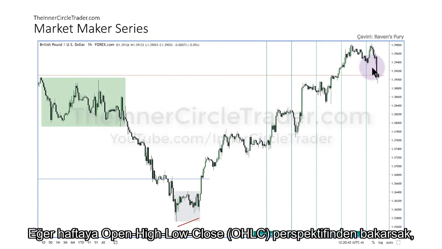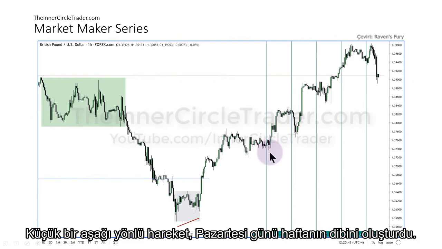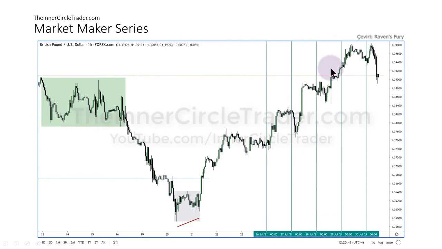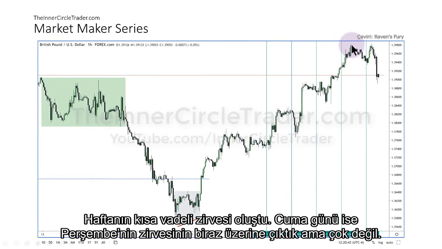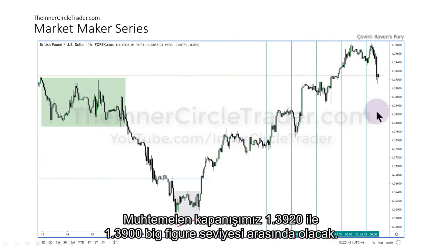So if we look at an open, high, low, close perspective of the week, we see the week opening here. Small little movement lower, creating the low of the week on Monday, a retracement and a buying opportunity on Tuesday, a retracement and buying opportunity on Wednesday, and then Thursday creating a short-term high of the week, and then Friday we went just above the Thursday high, but not by much. And then we traded off the high, and we're probably going to close anywhere between 139.20 and 139 big figure.